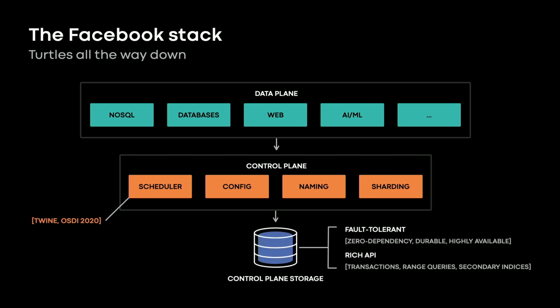Now, in 2017, when I joined Facebook as a new software engineer, the control plane needed a place to store its state. And there were two properties required for this store. First, it had to be exceptionally fault tolerant because it was at the bottom of the Facebook stack. So if this store goes down, the site goes down. And second, it needed a rich API. We needed transactions, secondary indices, range queries, and so on. As the control plane was getting more sophisticated and capable, it needed all of these features.